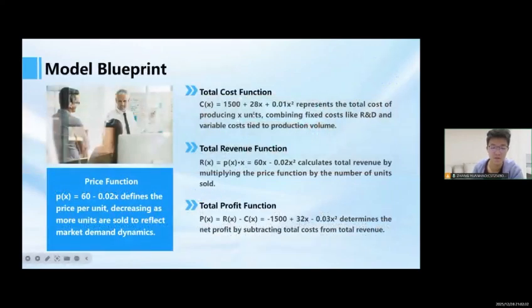To solve this, we built a mathematical model using calculus. Here are 4 core functions: total cost, which includes fixed and variable cost; price function, showing how price drops as more units are sold; total revenue; and the total profit.